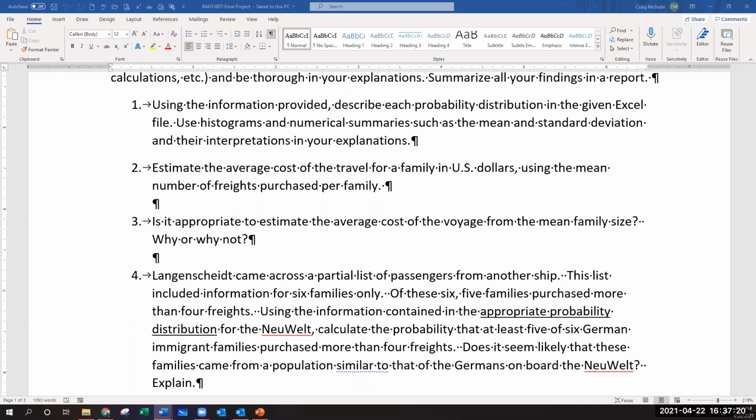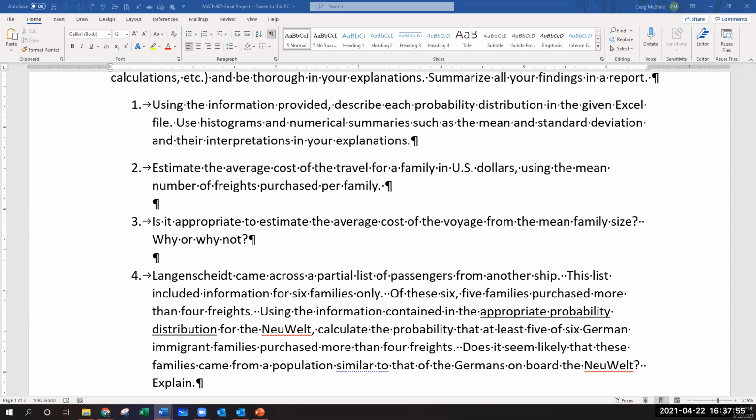So you have three sets of data. You have three probability distributions. And remember, we've talked about discrete probability distributions before. All these are is a bunch of numbers and then the probabilities that they show up, right? So there'll be zero, it'll have a probability, one, it'll have a probability, two, and so on and so forth. Now the freights one is slightly different because you can buy a half of a freight. So in that one, you'll see decimals, like one with a probability, one and a half with a probability, two with a probability, and so on.